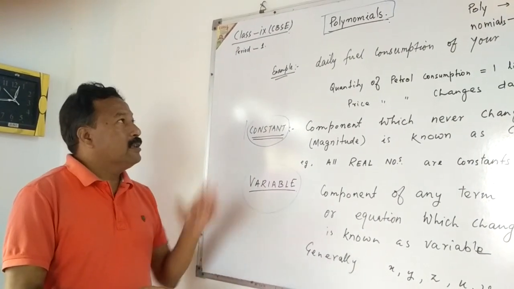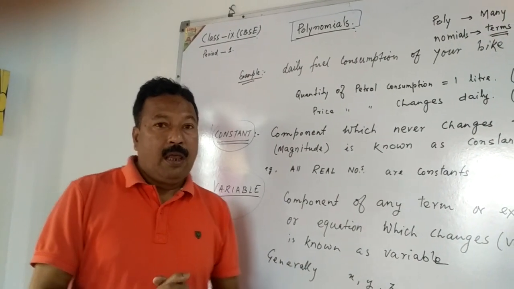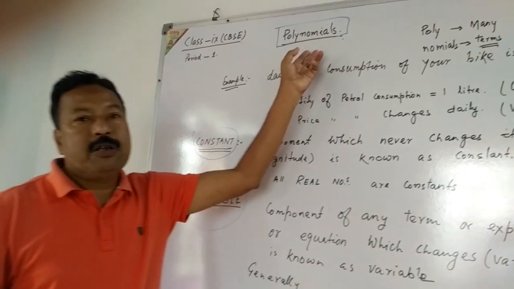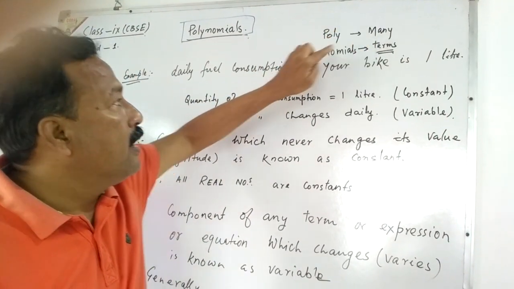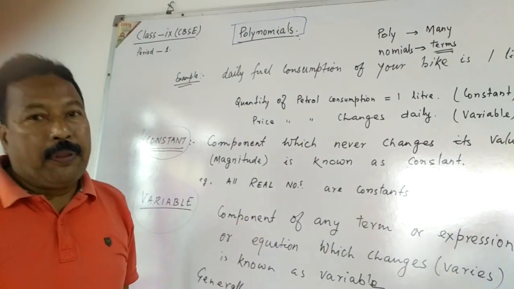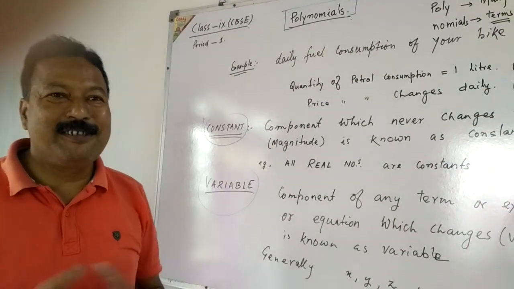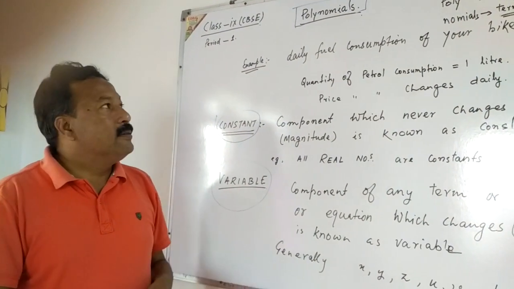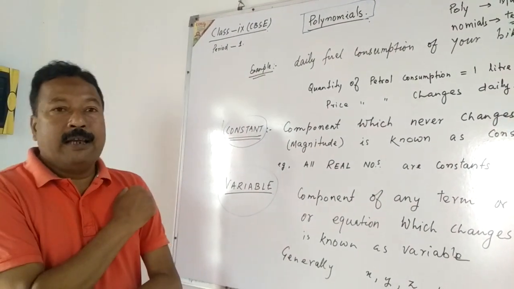Today as period 1 we will study broadly the concept of polynomials. The word polynomial is a combination of two words, poly and nomial. Poly means many and nomial means terms. Expressions which have many terms are polynomials. Before going to elaborate the concept of polynomials, let us discuss an example.